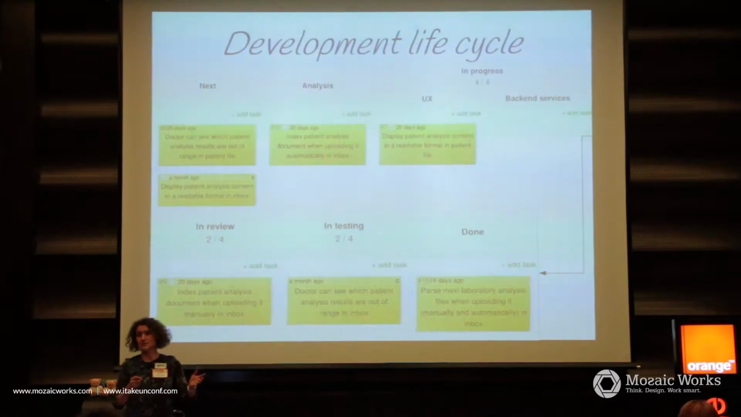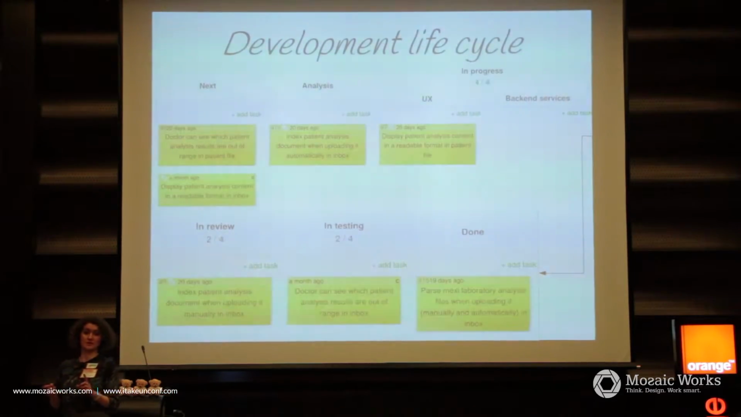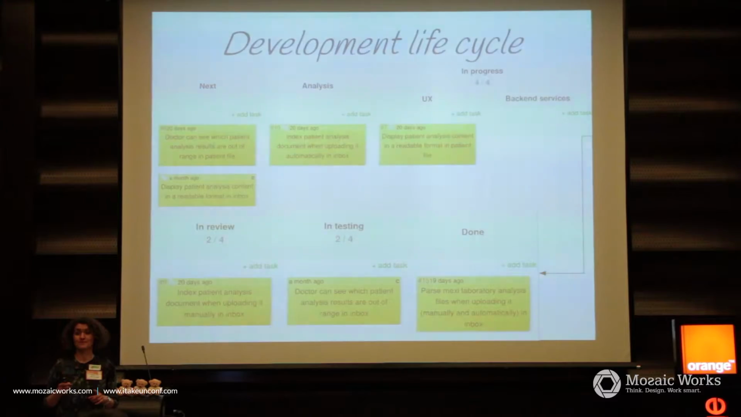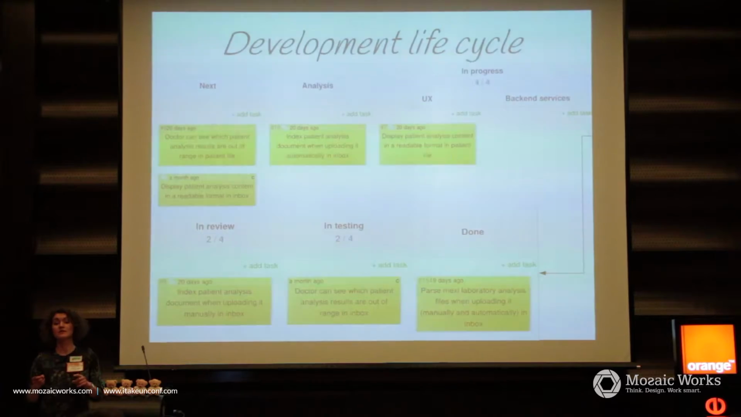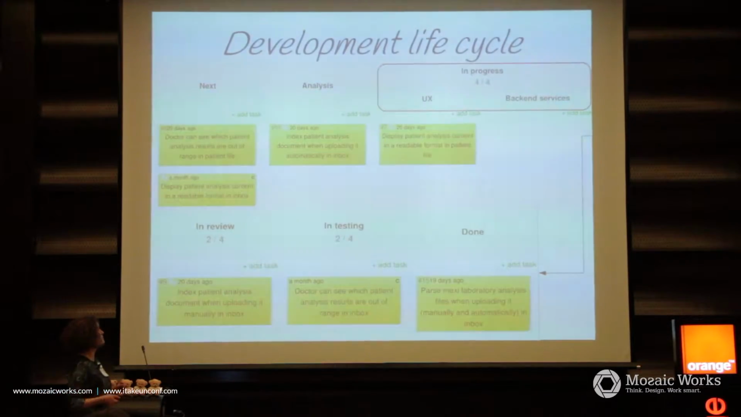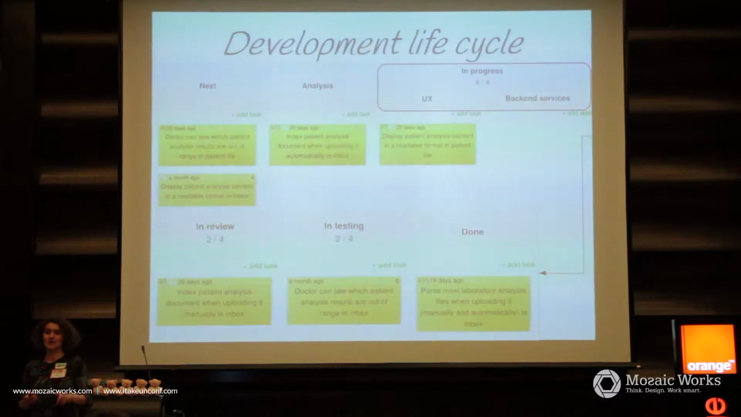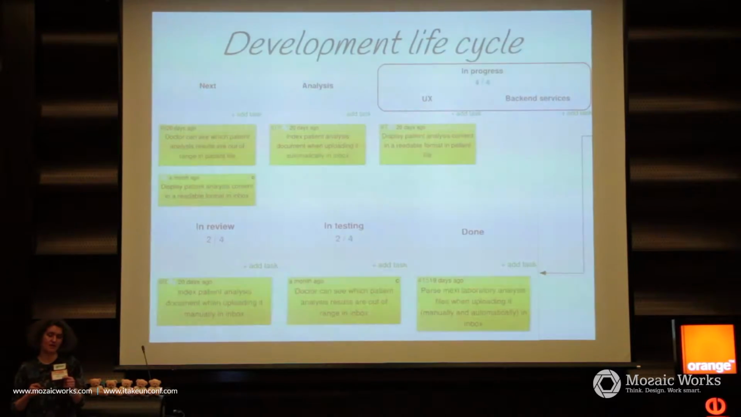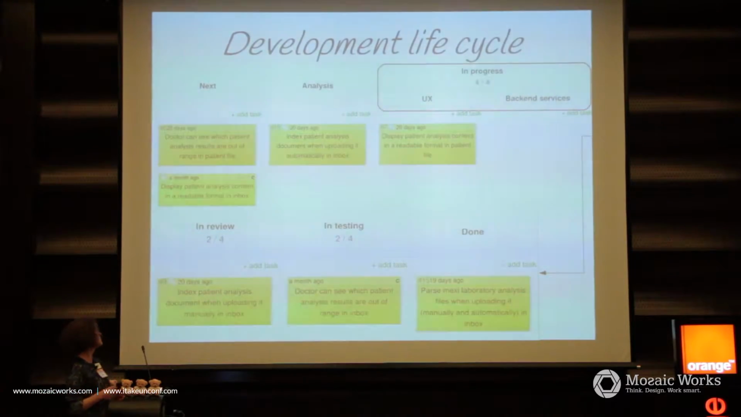It's a normal one. It has the normal columns: next, analysis, in progress, reviewing, testing, done. But it has one specific particularity. Can you spot it? Yeah. No, here, at the end, the in progress column is split in two. And we will discover on the way why it is like that right now, because it hasn't been like that from the beginning.